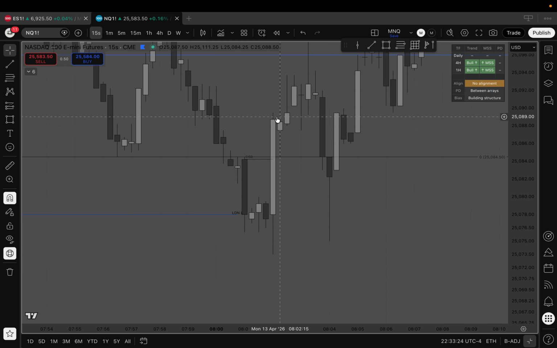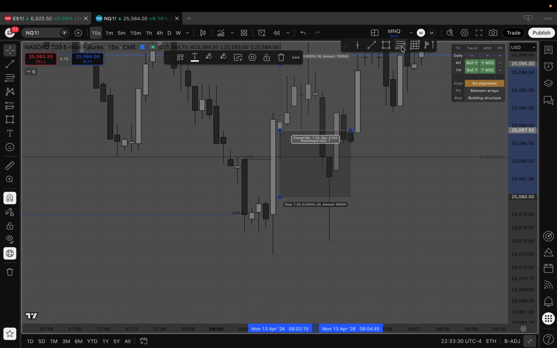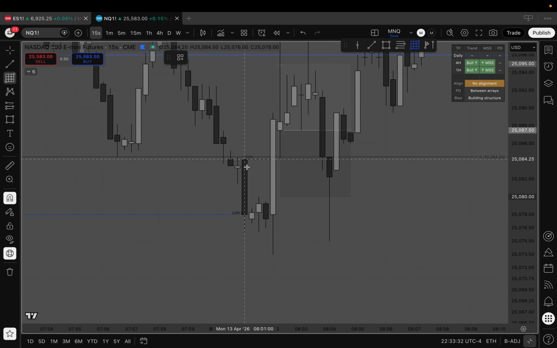But yeah, this would have been a sweet entry right here. Could have just entered in right here. You just enter in on the close of this candle. At least I don't trade exactly like he does. I just took some of his stuff because I think it's kind of cool.